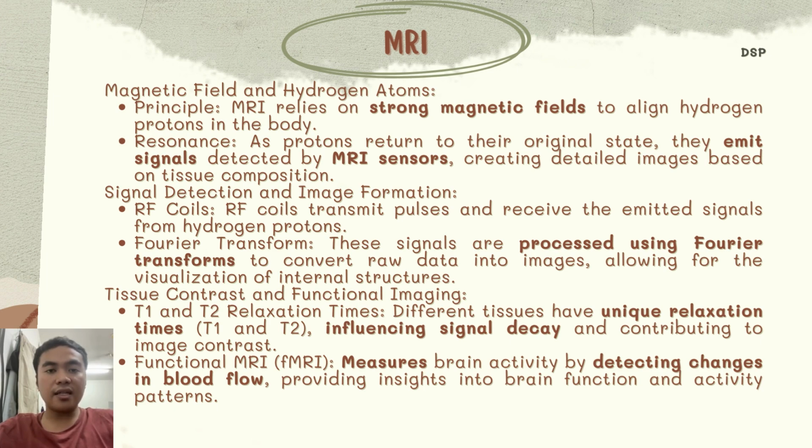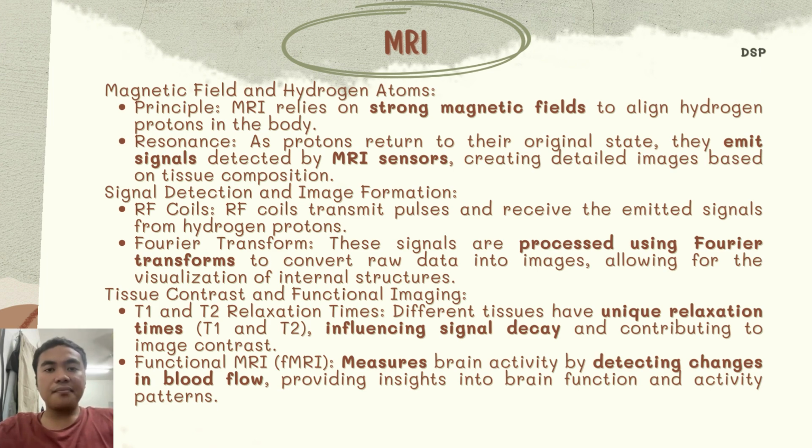T1 and T2 relaxation times. Different tissues have unique relaxation times, T1 and T2, which affect how quickly the protons realign with the magnetic field and lose energy. This difference in relaxation times creates contrast in the MRI image, highlighting various tissues.